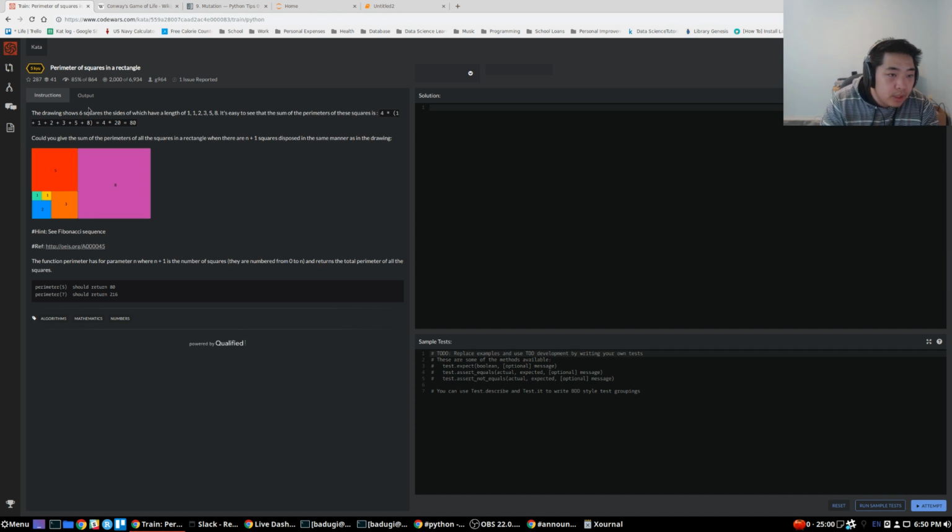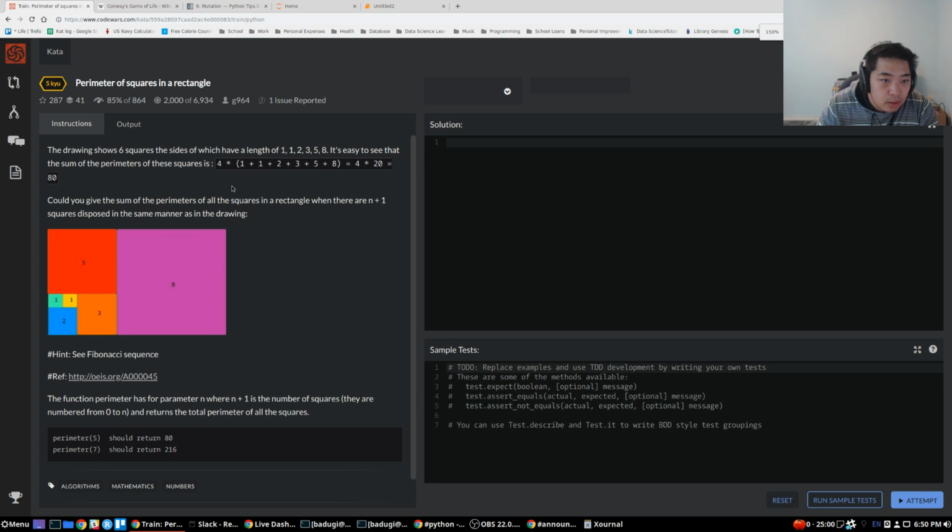Alright, the drawing shows 6 squares. 1, 2, 3, 4, 5, yep. The sides of which have lengths of 1, 1, 2, 3, 5, 8. It's easy to see that the sum of the perimeters of these squares is 4 times 20, which equals 80.